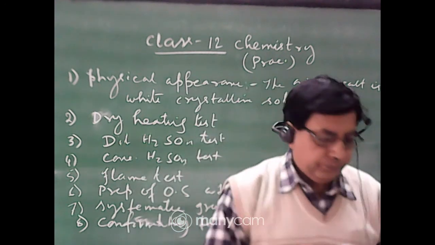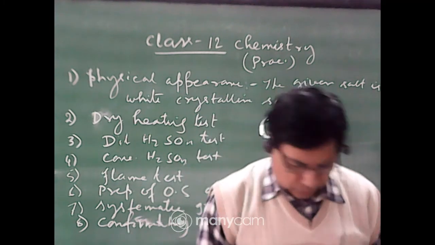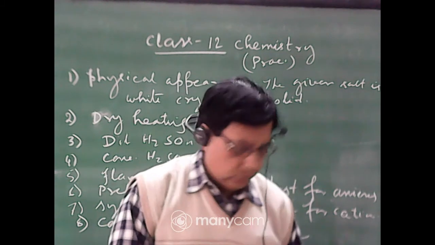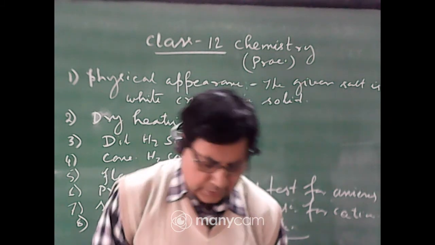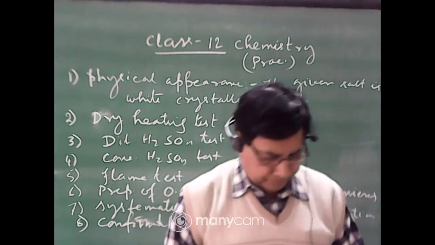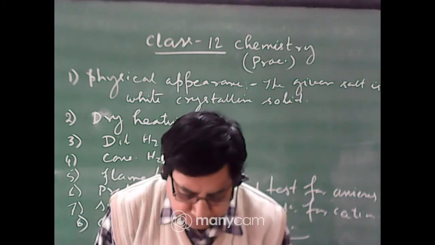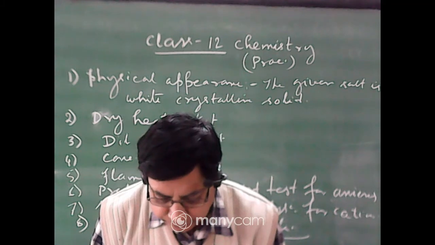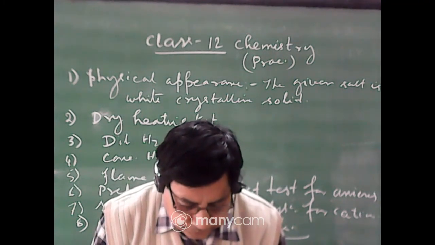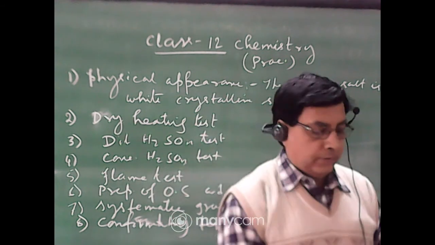Now, we have already got the nitrate ion. Now test for cation. First you prepare the original solution again. You prepare the original solution by dissolving in distilled water.